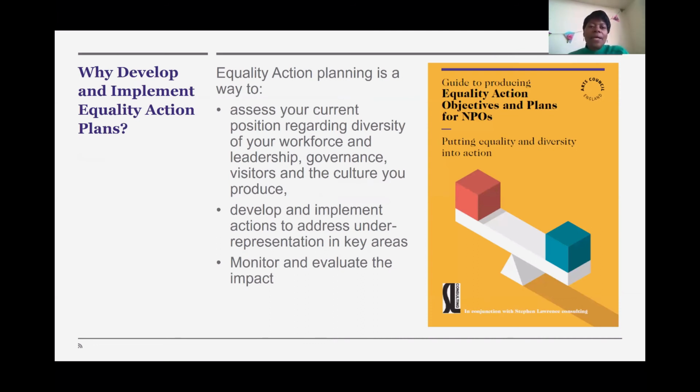So why develop and implement equality action plans? Really, they're a good way of being able to assess where we're all starting from, because we all are going to be starting from different places, and a way to take targeted action and to monitor and evaluate how this is helping or not. In a nutshell, that's really what equality action plans are all about. So next slide, please.